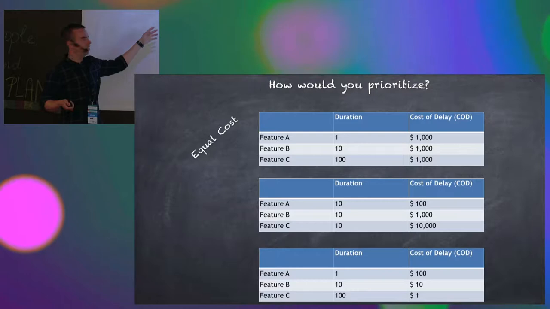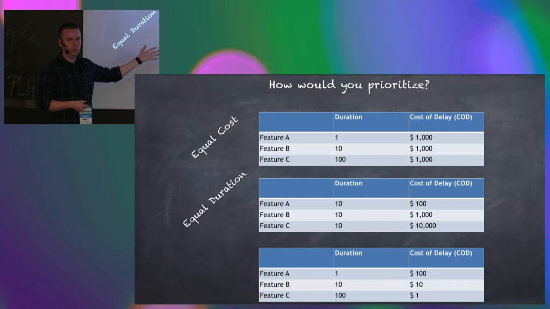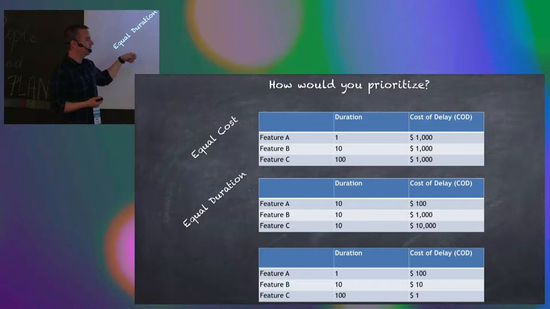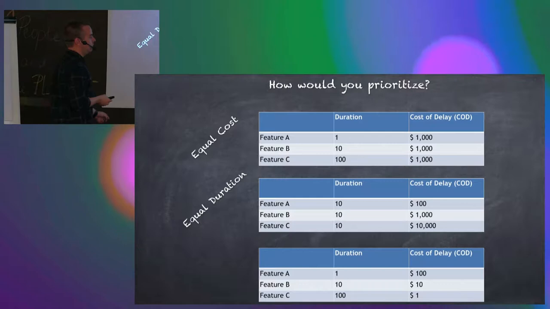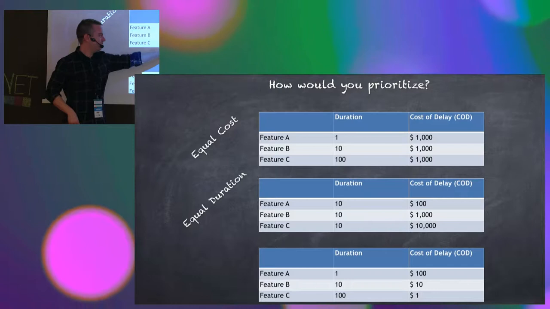Equal cost, you just choose the one whose duration is smaller. If I have equal duration, the cost of not having this right now, which one would you choose? Now, the cost of not having it right now, how much I'm losing from my pocket? If I don't have this feature right now, it costs me $10,000. So it would be C, B, and A.